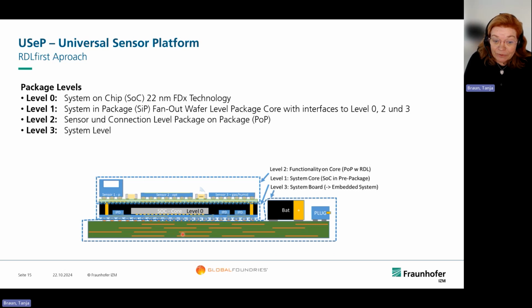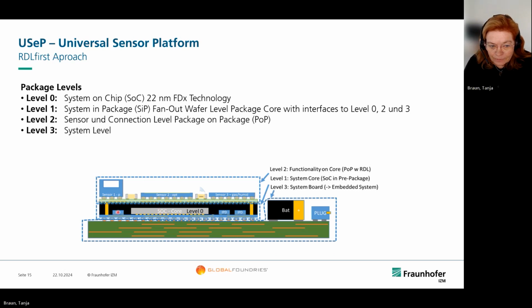One more example is what we have done, and this is just to give you an idea of the possibilities, maybe also to combine different options from that first process flow. That was a universal sensor platform. The idea was that you have a core with a system on chip, which is your logic chip that can control and calculate and so on. And this is quite universal, so you have the possibility to add different sensor systems in a second level on top of it.